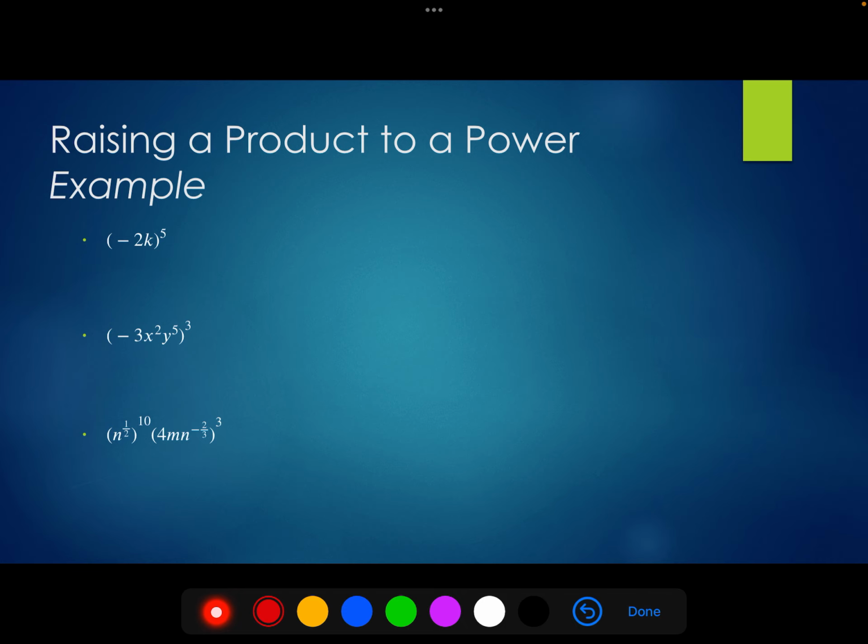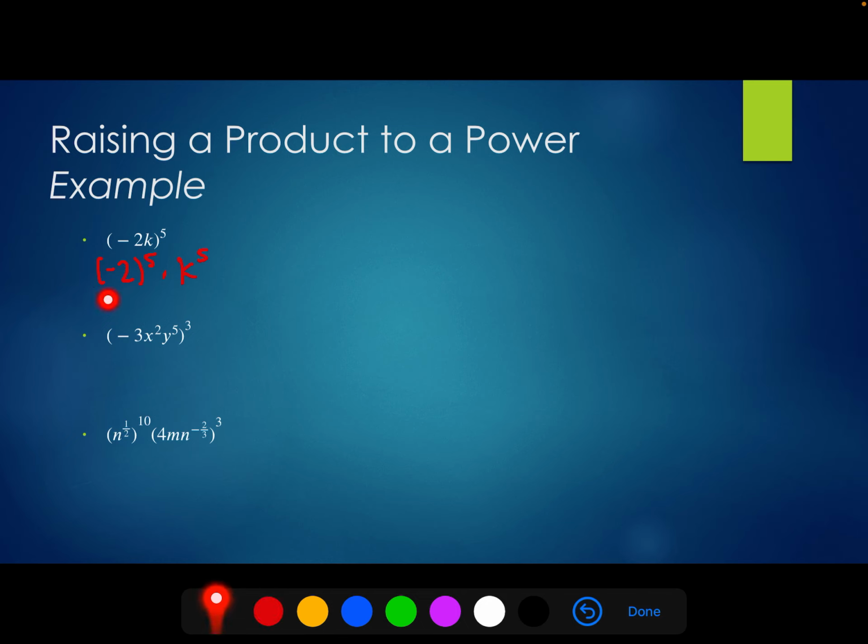Now let's take a look at a couple more. Here we have negative 2k to the fifth power. So same thing, product to a power, we have to raise each of these factors to this power of 5. So here we have negative 2 to the fifth power. Notice that this negative sign is inside the parentheses. This is times k to the fifth power. And now we just have to simplify.